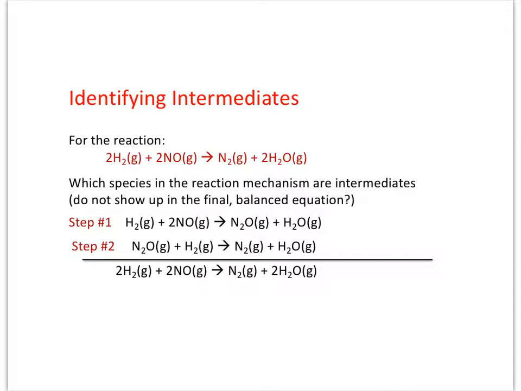So we can also look at a mechanism and determine if there's any intermediates present, meaning they're produced in an early step and used in a subsequent step, and they don't appear in the final balanced equation. So it's basically if I have a product in an early step and a reactant in the following step, that's an intermediate. And you notice that doesn't show up anywhere in my overall reaction.